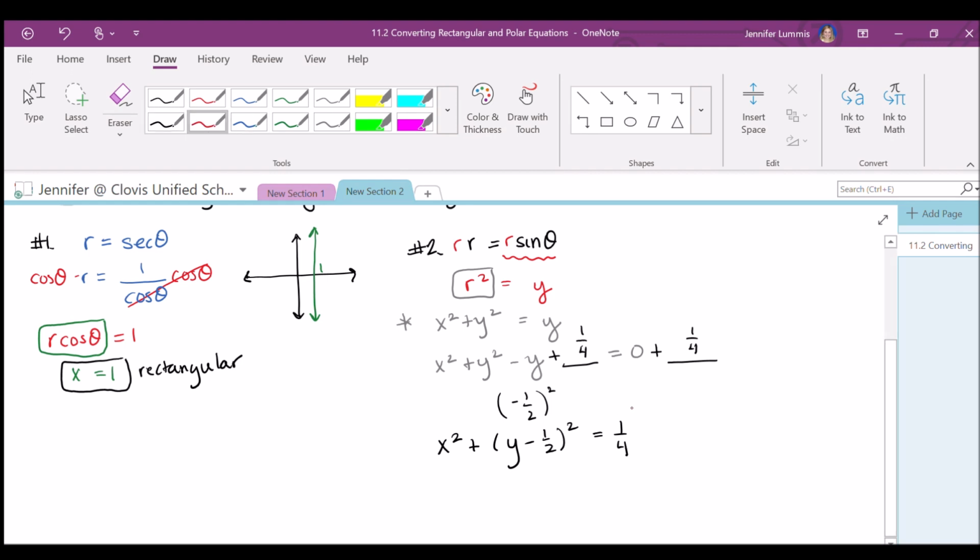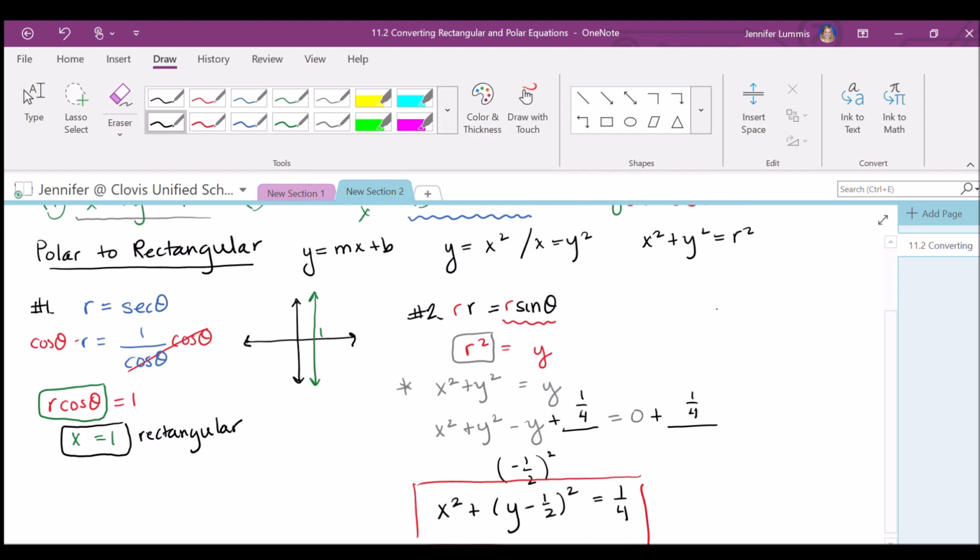So we're going to finish this example by drawing our circle here. So we have a circle with a center at 0, 1/2, and we have a radius of 1/2. So up here, we'll have a center of 1/2, and then we'll go in a radius of 1/2 in each direction.